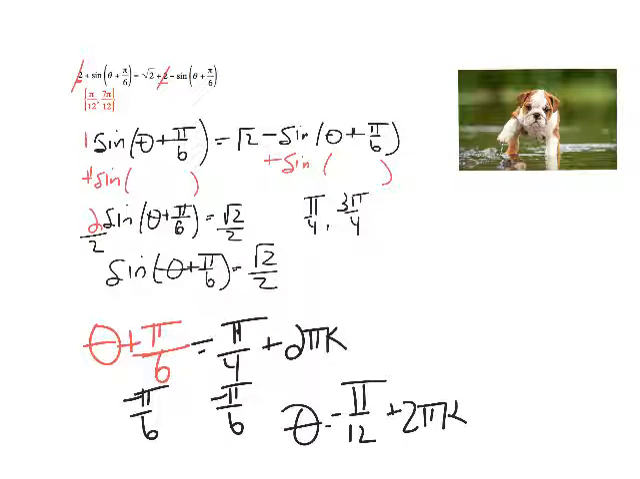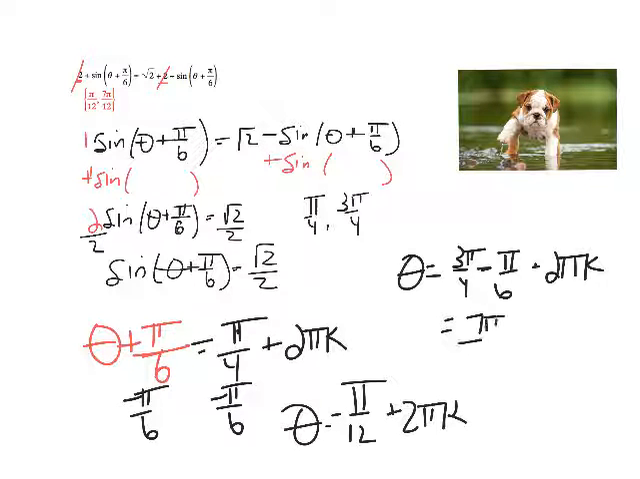And then when you go into the other one, you're going to get theta equals, you would just do the 3 pi over 4 minus the pi over 6. Again, I'm rewriting it in a different order, plus the 2 pi k. And so you would get, was that 9 over 12 minus, so that's where you get your 7 pi over 12 plus 2 pi k.